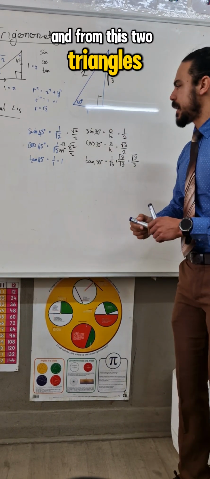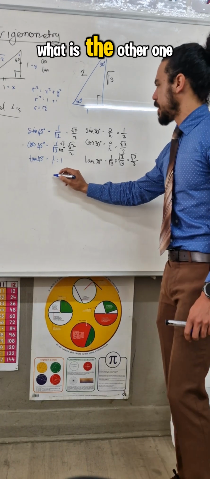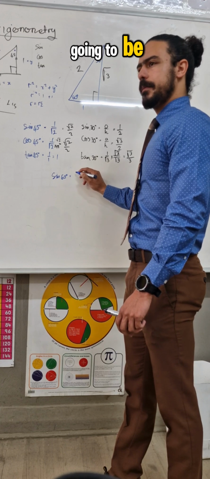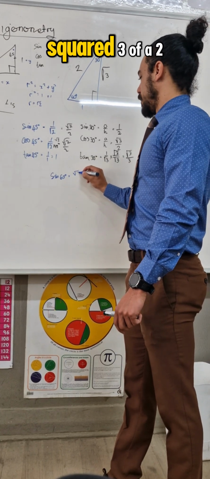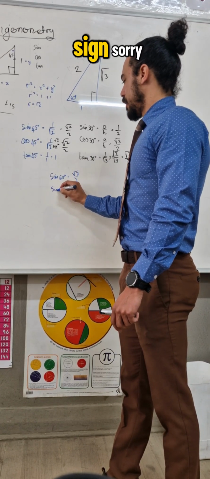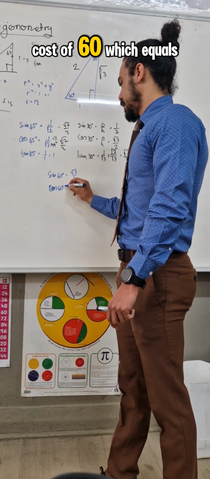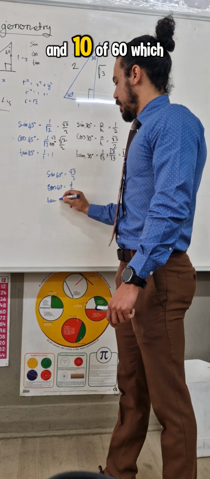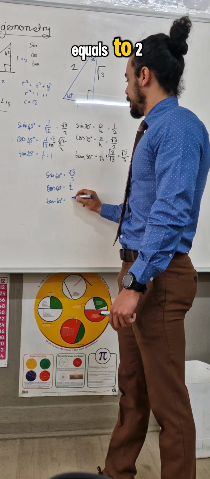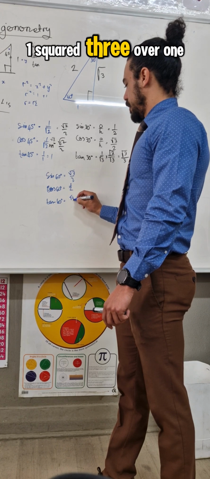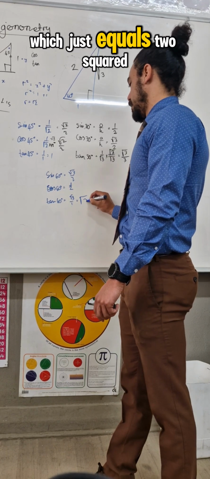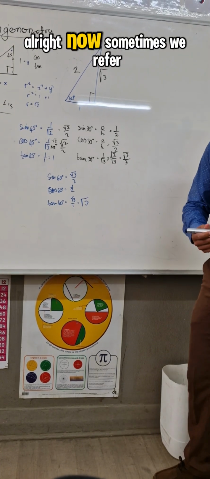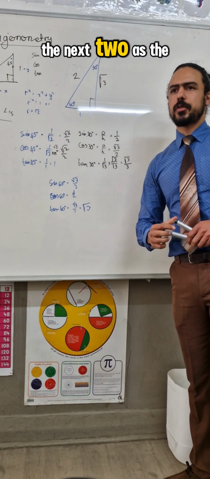And from these two triangles, we can also get the other one. Sine of 60, which is going to be square root 3 over 2, cos of 60, which equals 1 over 2, and tan of 60, which equals square root 3 over 1, which just equals square root 3. Everyone good with that? Alright, now sometimes we refer to the next two as the impossible triangle.